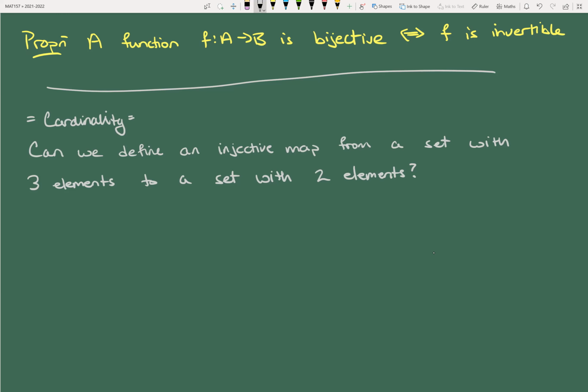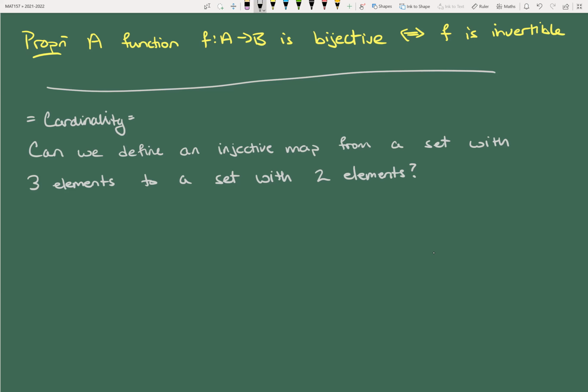I've got three things on the left, and in order to be injective, they all have to map to something different on the right. But the right only has two things in it, right? And it's impossible for me to map three things uniquely to two things. The reason for that is called the pigeonhole principle, right? One of those things has to have two arrows pointing towards it. So that's not possible. So this is interesting, right?